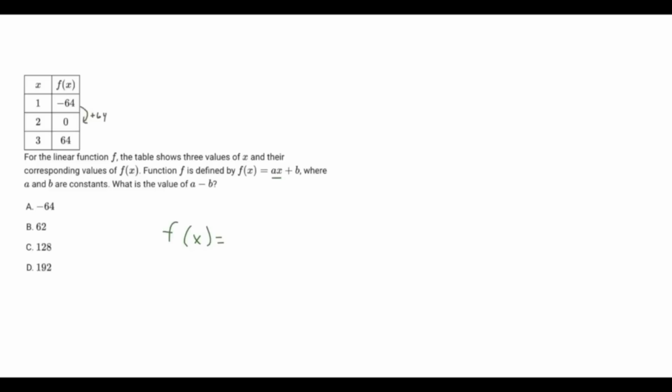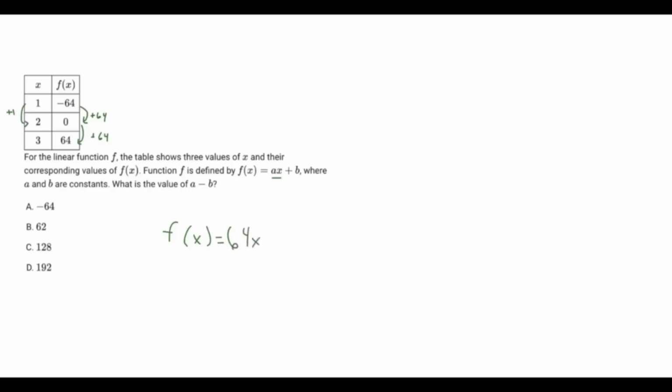And from 0 to 64, that's an increase of positive 64 as well. And we can see that for each positive increase of 64, so that's a change in y, our change in x is just plus 1, right? So we can determine that our slope is 64x.